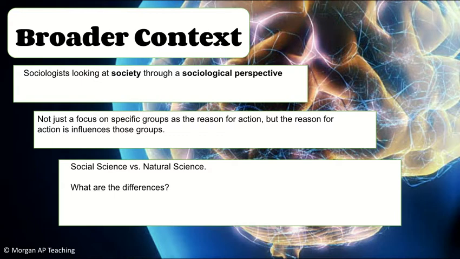So we're going to look at a lot of different scenarios, from Nazis in Germany to warriors in South America, right, to people who literally live in a city dump. Those all exist, and our question is why. Why did these things happen? Why do these people exist? Why do they make these choices, etc.? So, it's not just a focus on specific groups, but the reason for that action.